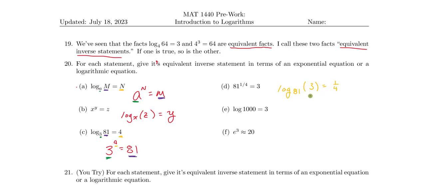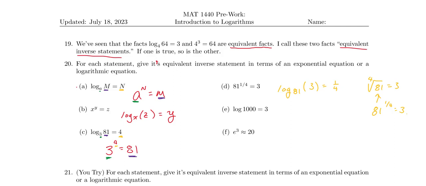So this is the equivalent. Here's our exponential equation. Here's our equivalent logarithmic equation, where we ask the question: 81 to what power equals 3? And another way to say that is that the fourth root of 81 is equal to 3. And if I think of that as an exponent, that would be 81 to the 1/4 power is equal to 3.